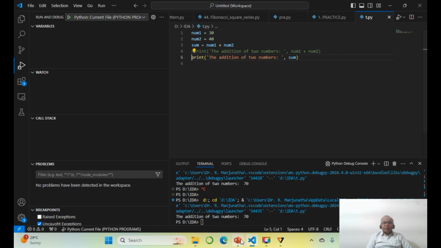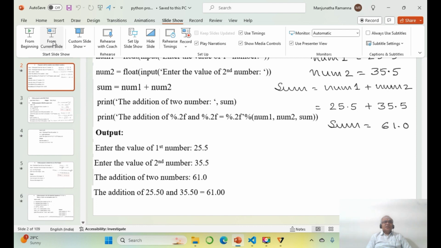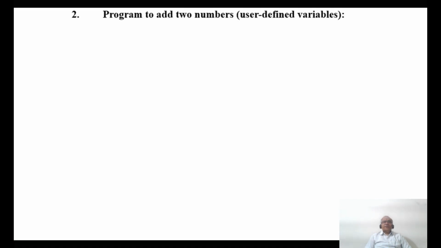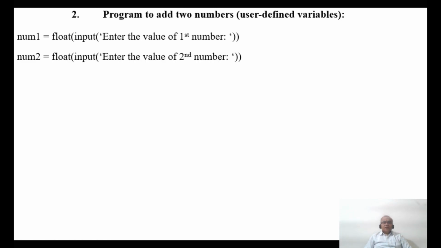Suppose I want to do it by using the user-defined function, so we'll go for that. Program to add two numbers by using user-defined variables. So num1, I am going to consider the float of input, enter the first number, value of first number. Then num2, again float input, enter the value of the second number.